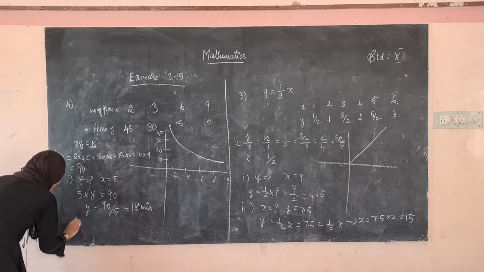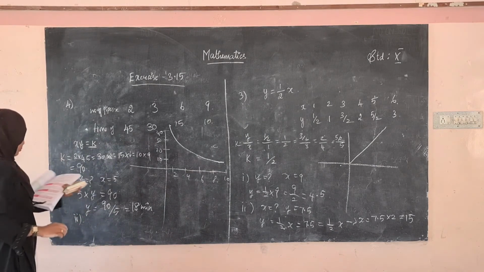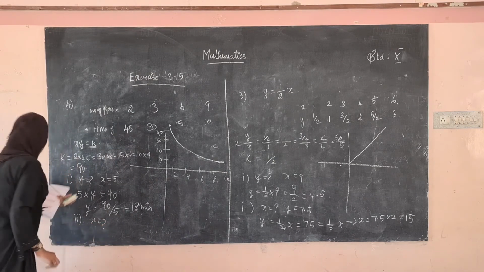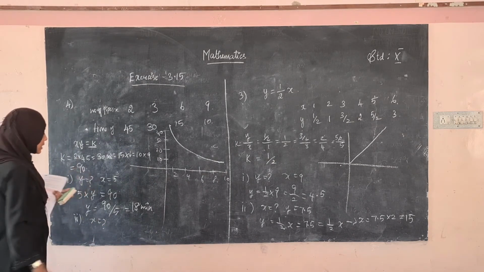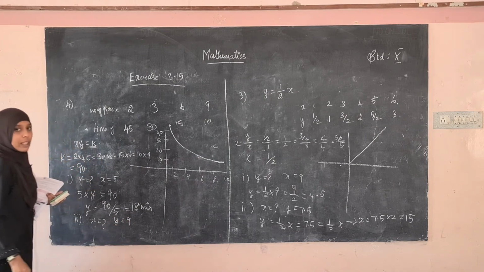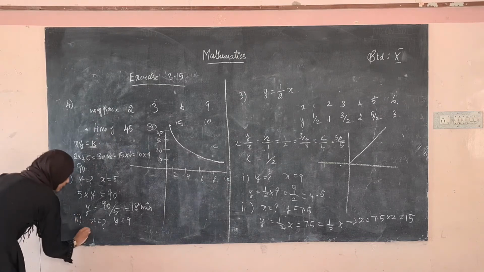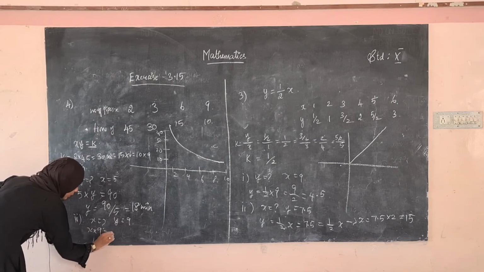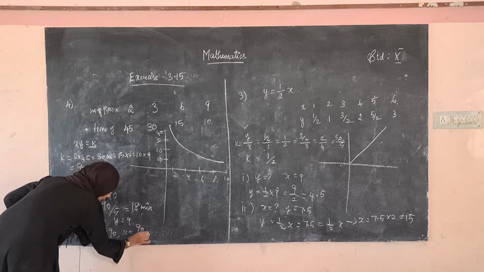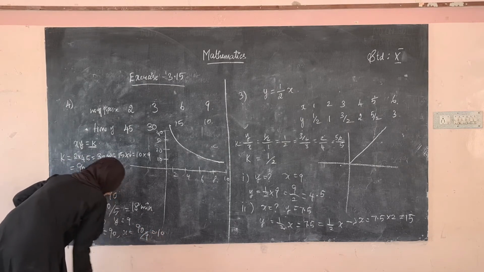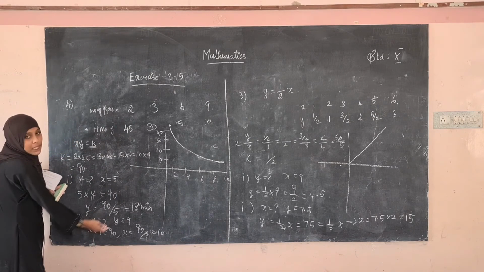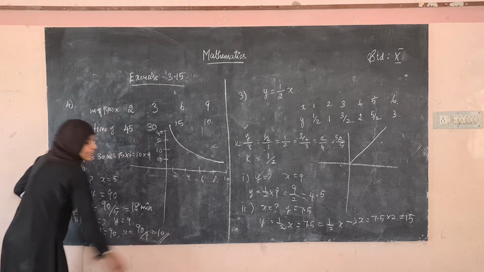And the second subdivision, what they have asked is to find the number of pipes. That is, we have to find x here when the time taken is 9 minutes. Y is equal to 9. When y is equal to 9, we have to find the value of x. That is, x into 9 is equal to 90. So x is equal to 90 divided by 9 is equal to 10. So the number of pipes required for filling the tank in 9 minutes is 10. Number of pipes is 10.